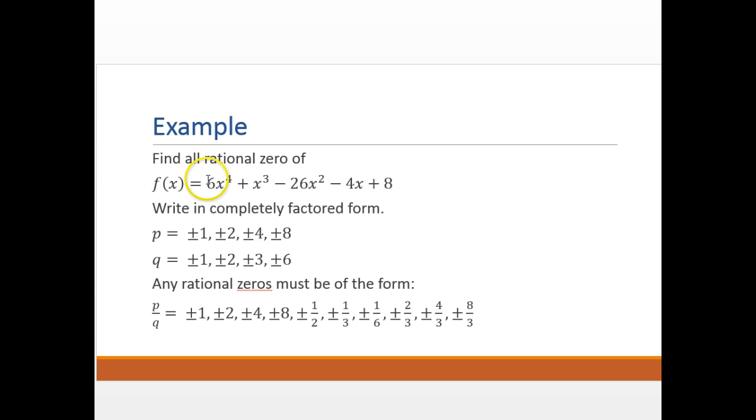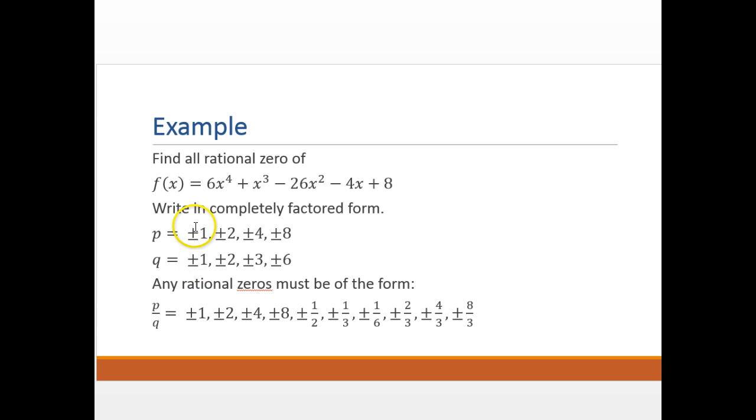The q are all the factors of the leading coefficient, which is 6, which are plus or minus 1, plus or minus 2, plus or minus 3, plus or minus 6. So any rational zeros must be of the form p over q. So I simply write 1 over 1 is plus or minus 1, 2 over 1 is plus or minus 2, 4 over 1 is plus or minus 4, 8 over 1 is plus or minus 8.